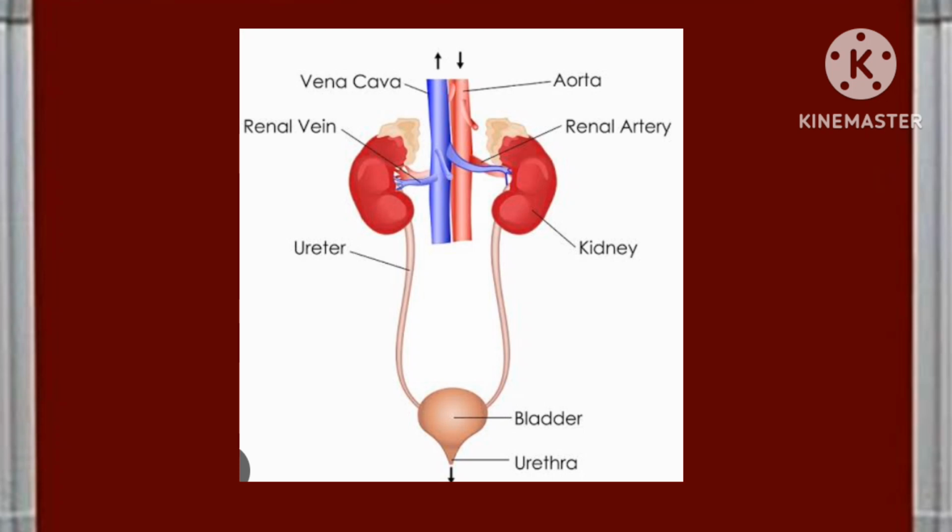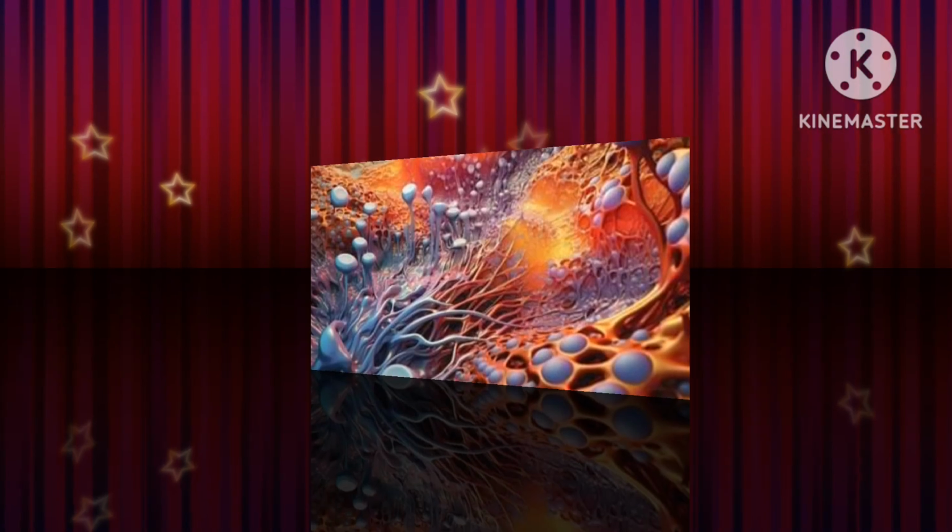Kidneys filter the blood and urine is the filtrate obtained. Urine passes to the urinary bladder via the ureter and is expelled out of the body. So, the most important function of our excretory system is the elimination of the wastes and harmful products generated by the different parts of our body.